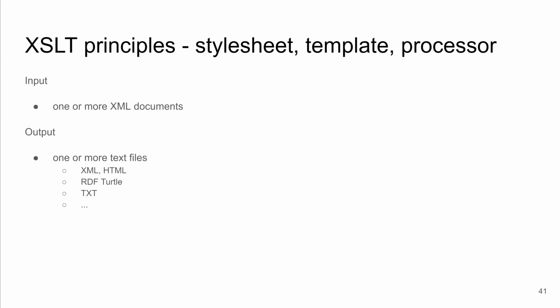Before we get to specific examples, let's talk a while about the basic XSLT principles. So the XSLT process has inputs and outputs. The input is one or more XML documents. In our examples, we will always work with one. And the output is one or more text files. Now, the text files we have seen can be, for instance, HTML files, but it can be anything. It can be, for instance, RDF Turtle, or it can be a text file. It can be also an XML document again.